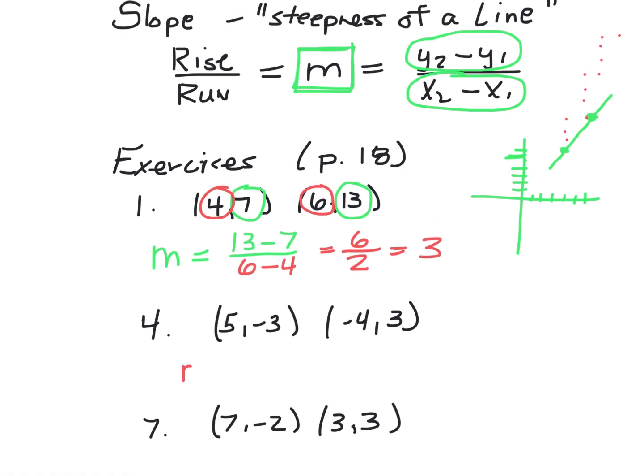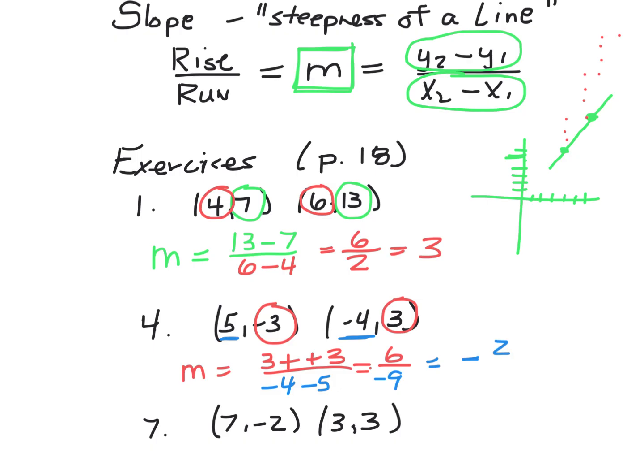Number 4 here, if I'm finding the slope, I do my change in my y's. So it's 3 subtract a negative 3, which is going to be 6. And then on the bottom, I need to do negative 4 minus 5, which would be negative 9. Reducing that, it's going to be negative. That means the line will fall, and it would be negative 2/3.